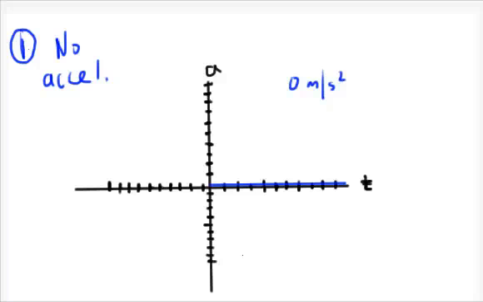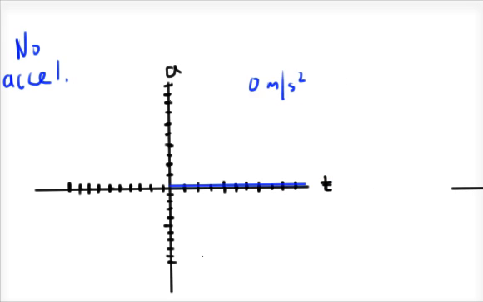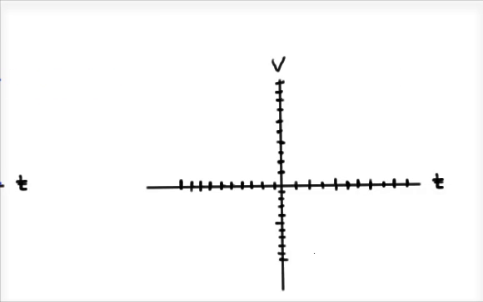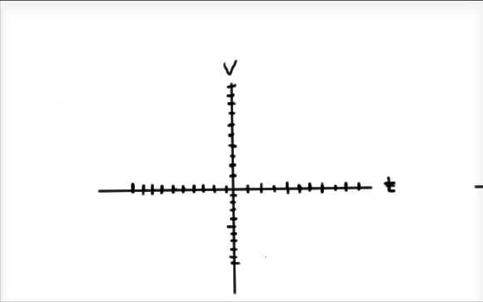In this video, we're going to talk about motion graphing, and luckily for us, there are only 3 different situations. In situation number 1, we have no acceleration. So if we look at a time versus acceleration graph, the acceleration is 0 the whole time, right? Easy.